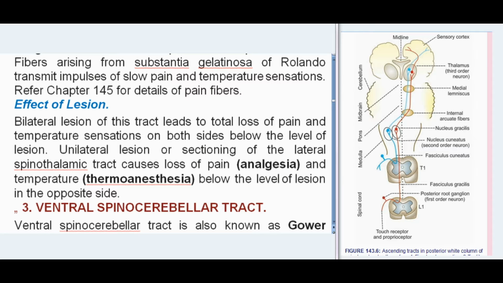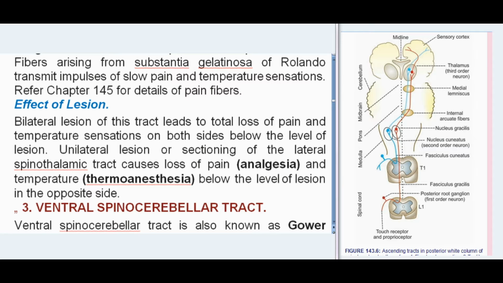Effect of lesion. Bilateral lesion of this tract leads to total loss of pain and temperature sensations on both sides below the level of lesion. Unilateral lesion or sectioning of the lateral spinothalamic tract causes loss of pain, analgesia, and temperature, thermoanesthesia, below the level of lesion in the opposite side.